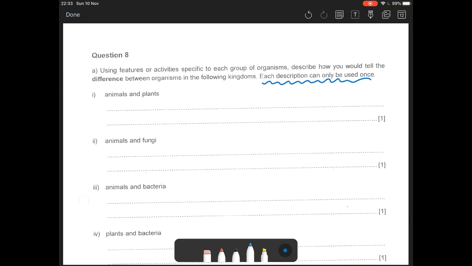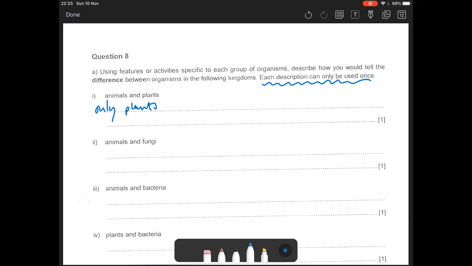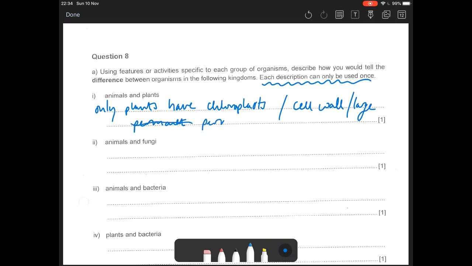Well, there's quite a few differences. For example, we could say that only plants, and we know we're not talking about animal cells, have chloroplasts, or a cell wall, or a large permanent vacuole. Any of those would be fine.